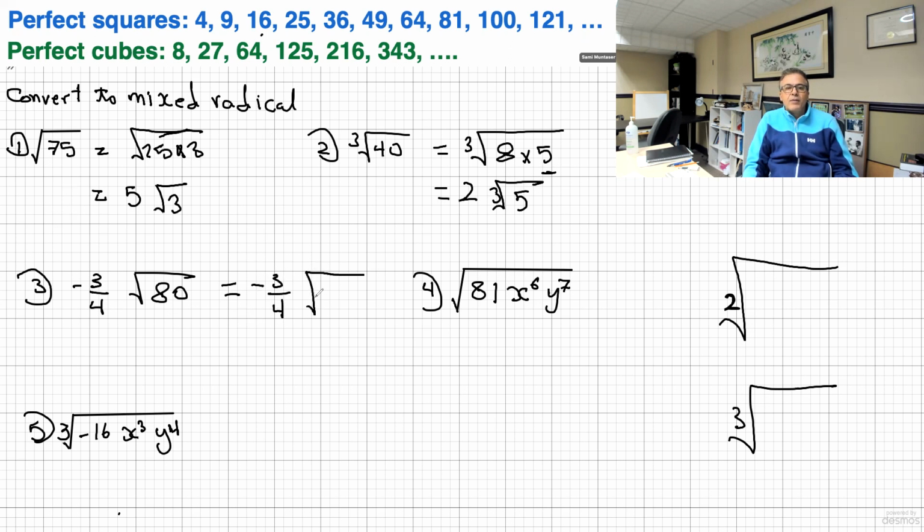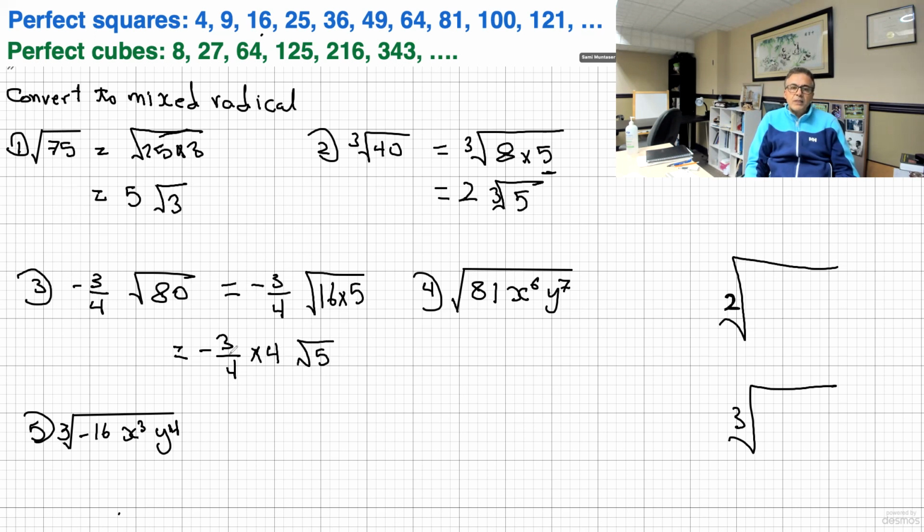And the 80, I could change that to 16 times 5, which equals, I still have the -3/4 there. However, the square root of 16, since it's a perfect square, I know the square root of 16 is 4, so that becomes times 4 out here. But 5 is not a perfect square, so I cannot square root it, so I'm just going to keep it as square root of 5.